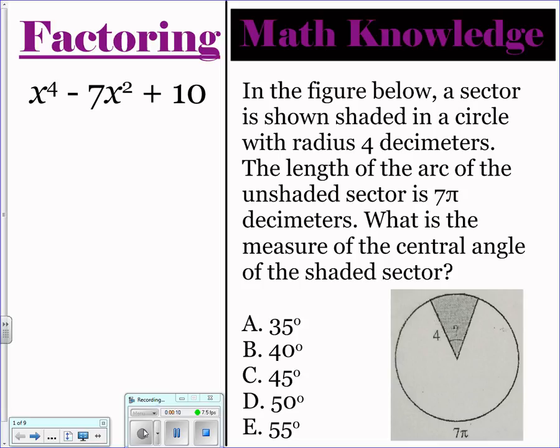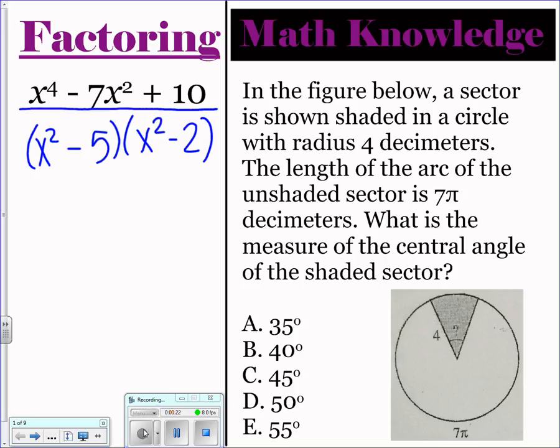So this is going to factor as (x squared minus 5) times (x squared minus 2). Those are both differences of squares, but neither one of them will factor further with integers, so we'll leave it just like that.